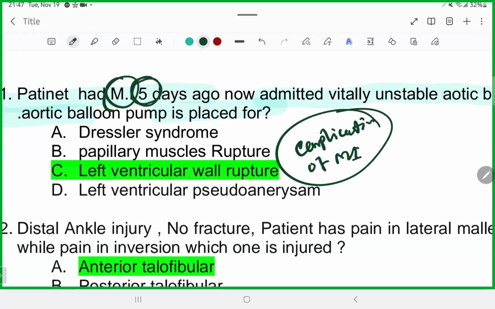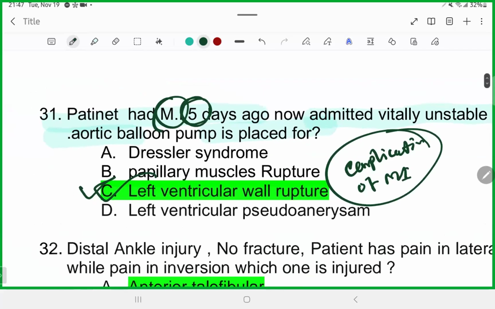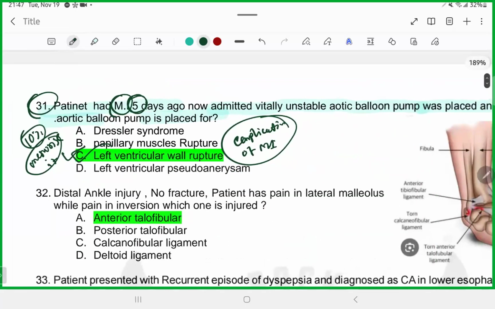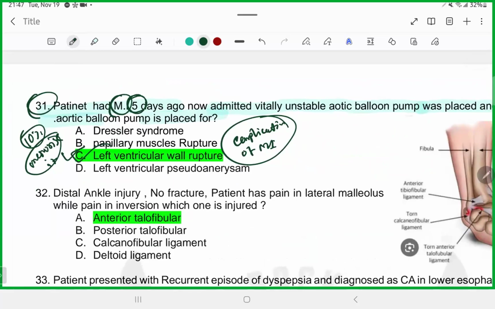Within 5 days, number one, left ventricular wall rupture. Very simple. Just study it as it is. This is a new question from the 10%. Just memorize it as it is. There's nothing to change. If this question comes, it will come the same.